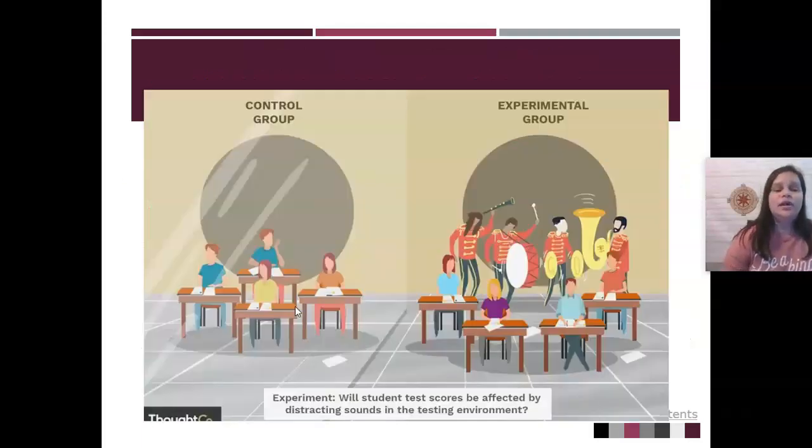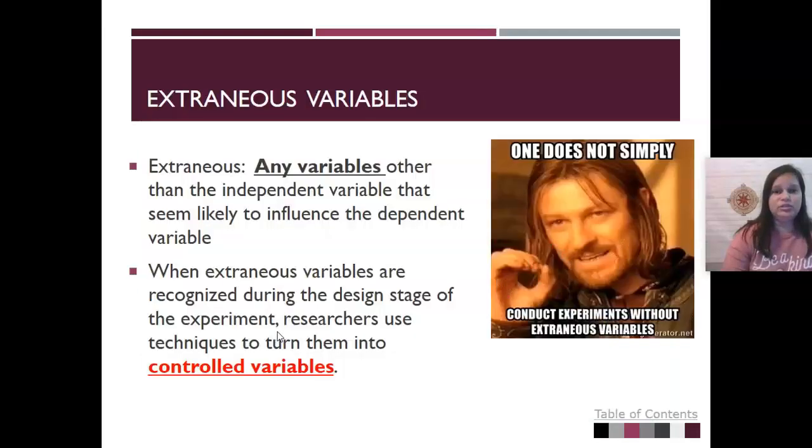Another example, will student test scores be affected by distracting sounds in the testing environment? Our control group is going to be in a normal, quiet testing environment. Our experimental group is going to be in the loud environment. And you could say that our independent variable here is noise, or in this case, it looks like there's part of a marching band. And then our dependent variable would be how well they do on the test or their test scores.